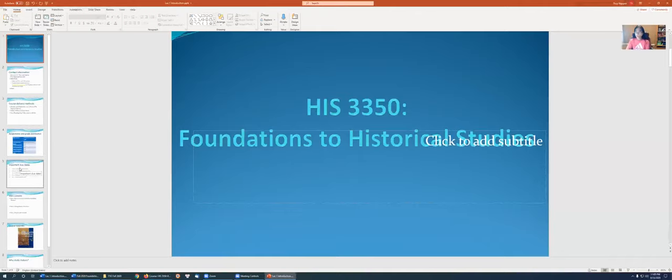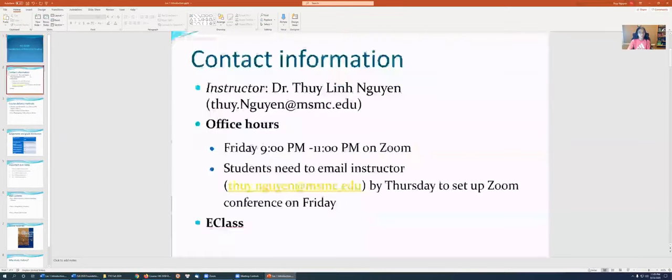Okay, so now we're gonna go over the syllabus. On the top of the syllabus, you can see my contact information and my email address. I'm very responsive to email. Normally I would be able to answer your email within the same day, or at the latest the next day. When you email me, I'm gonna be able to respond to you very quickly. And I prefer students contact me through email.